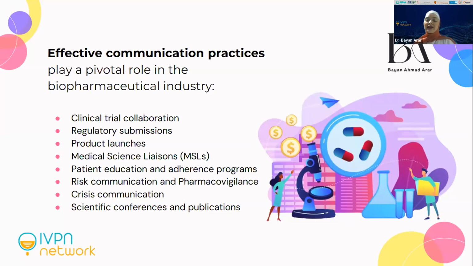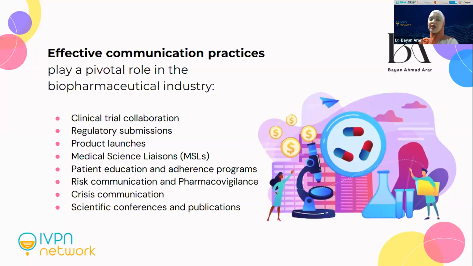Also, the medical science liaisons and medical reps are communicating science and information with healthcare professionals and patients, so they can be informed about their disease, the upcoming trends, and what's new in treating any disease, especially the rare diseases that we're hearing about now. We can see effective communication practices in patient education and adherence programs. Effective communication practices can increase patient adherence to their therapies, right?